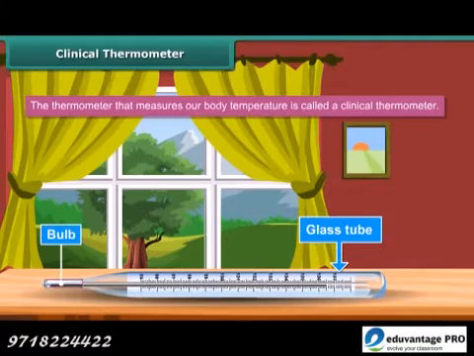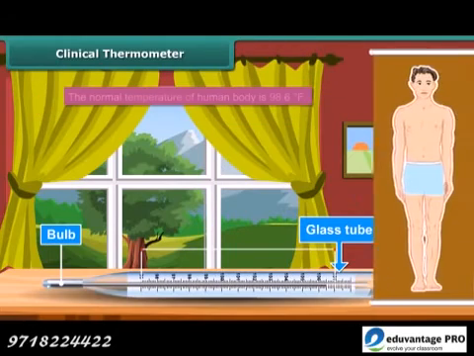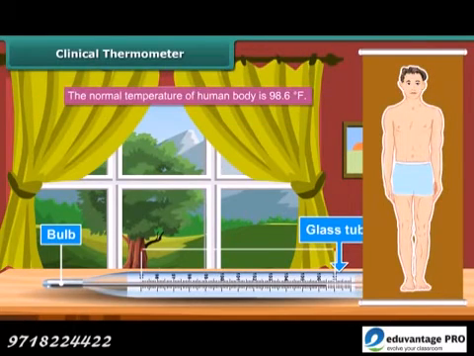It has a bulb at one end filled with mercury. Outside the bulb, a small shining thread of mercury can be seen. A clinical thermometer reads temperature from 95 degree Fahrenheit to 107.6 degree Fahrenheit. The normal temperature of human body is 98.6 degree Fahrenheit. The clinical thermometer is also known as a doctor's thermometer.